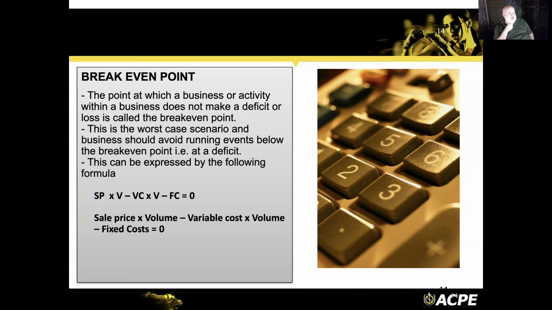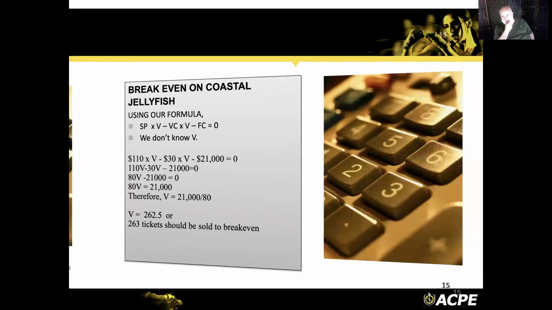Sales price times volume, so that'd be total revenue, minus variable costs times volume, which would be total variable costs, less fixed costs should be equal to zero. So we can use a formula and say SP, which is sales price, times volume, minus variable cost times volume, minus fixed costs.